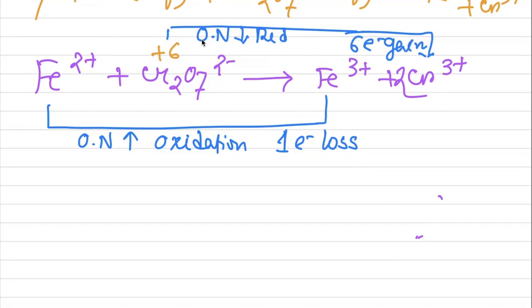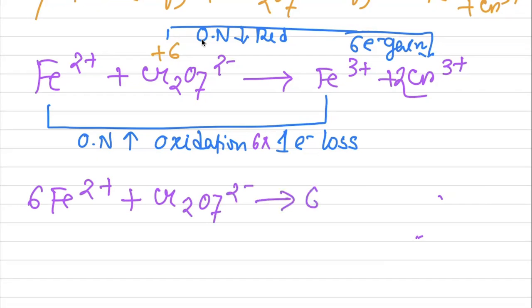So here is loss of electron 1, gain of electron 6, loss of electron 1, gain of electron 6. We have to balance it. So for that, we have to multiply this reaction by 6. After multiplying the reaction, I'm writing the reaction again. It will be 6 Fe2+ plus Cr2O7 2- gives 6 Fe3+ plus 2 Cr3+.